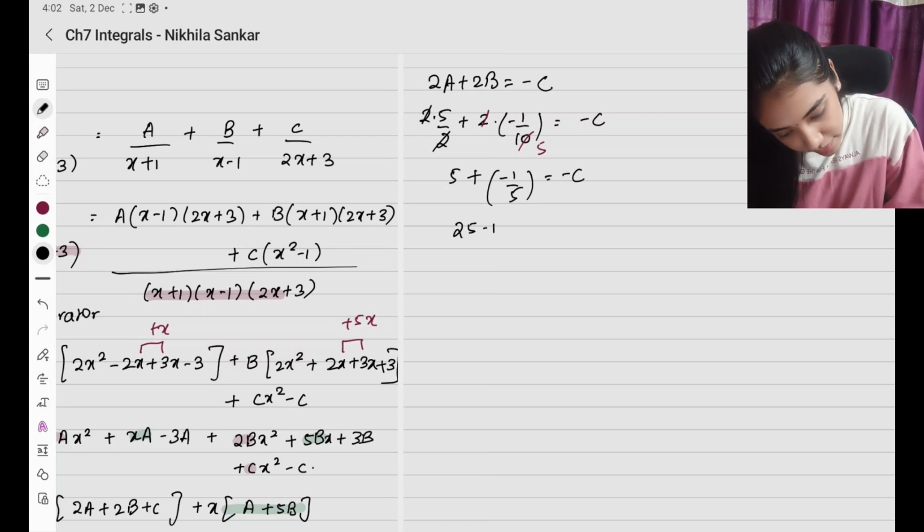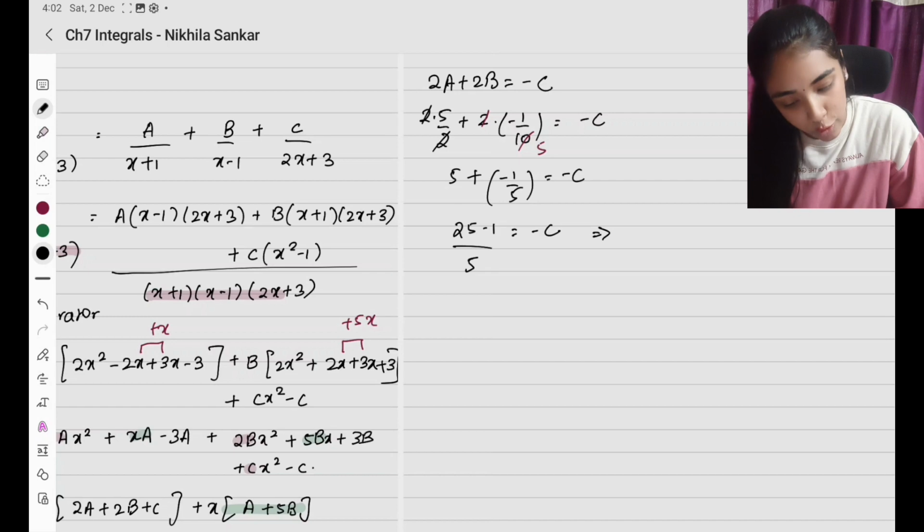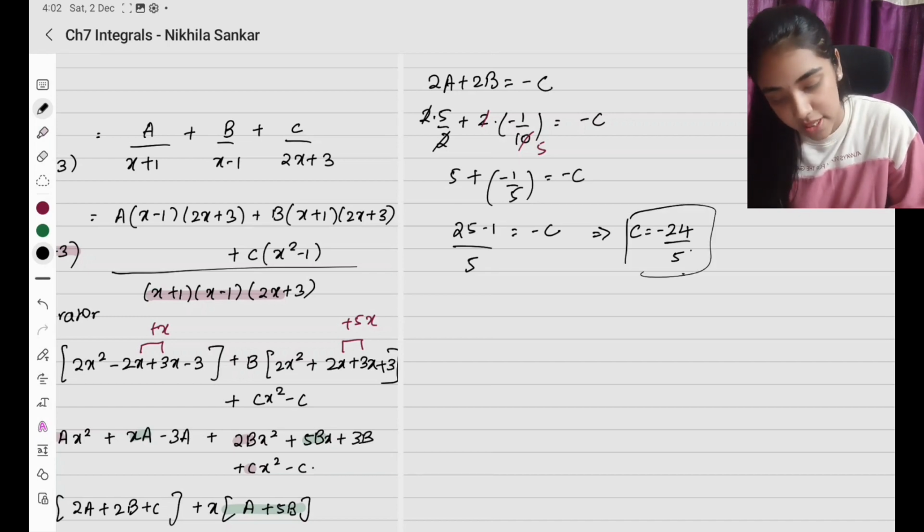25 minus 1 by 5 equals minus c. So I have 24 by 5. So c equals minus 24 divided by 5. So C oda value கண்டுபிடிச்சாச்சு.